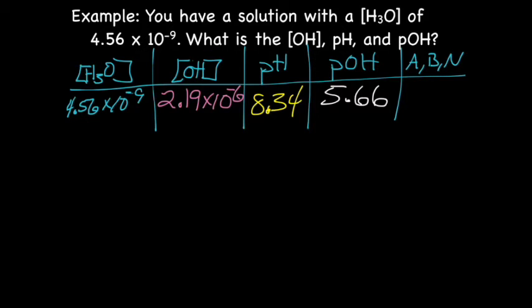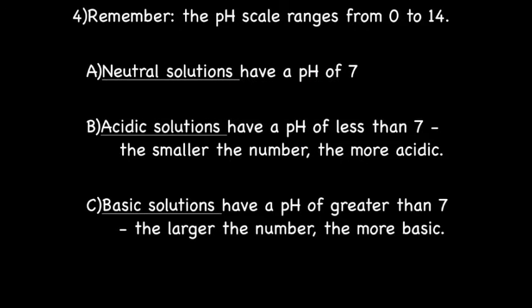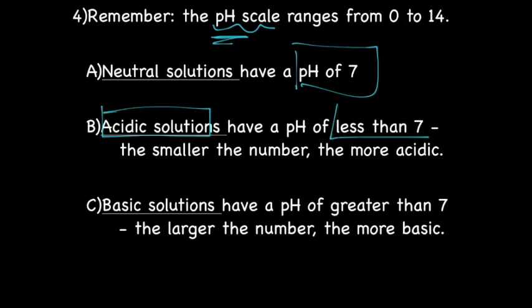Okay, the last thing we need to figure out is if our solution is acid, base, or neutral. How do we do that? We're going to be using the pH scale. Something with a pH of 7 is neutral. Acidic is going to be something less than 7. Basic is going to be something greater than 7.